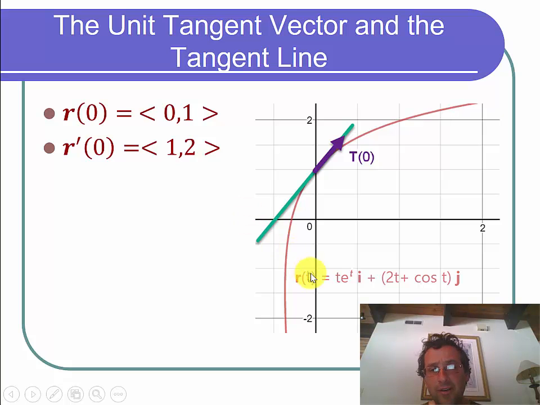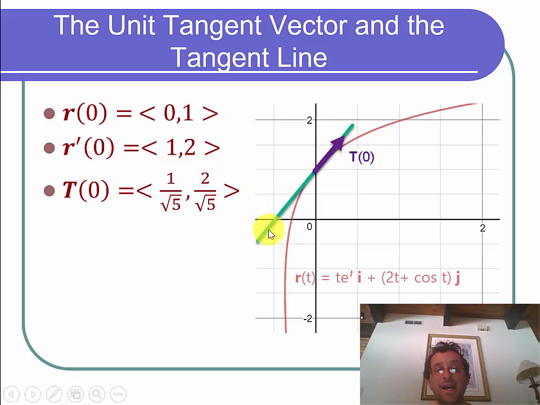Now r prime of 0. To do that, we just use the product rule here. And with the product rule, we get e to the t plus t times e to the t. If you plug in 0, we get e to the 0 plus 0, which is just 1. So there's our 1. And for the next one, the derivative of 2t is 2. The derivative of cosine of t is negative sine of t. If you plug in 0, you get 2 plus negative sine of 0, which is just 2. So there's our <1, 2>, or i plus 2j, however you want to write it.